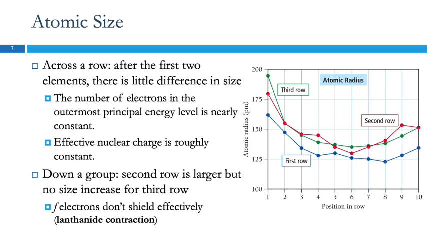So we see going across, there is a little bit of a decrease in size in the first few, but then for the rest of them, there's not really any change, not significantly different. The number of electrons in the outermost principal energy level is nearly constant. It's going to have those s electrons, nearly constant because chromium and copper are going to drop down to 1.